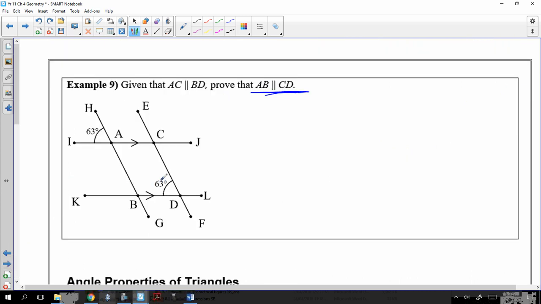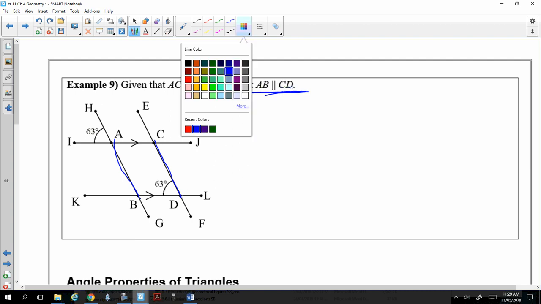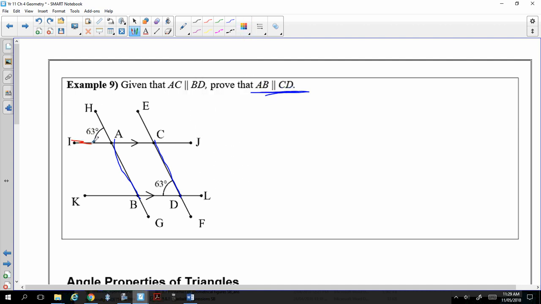Let's check the recording. Yep, good. Okay, we have to prove lines are parallel. We'll try to prove AB parallel to CD. So we're given these two lines are parallel, IJ and KL are parallel. We have to prove the other two are parallel.